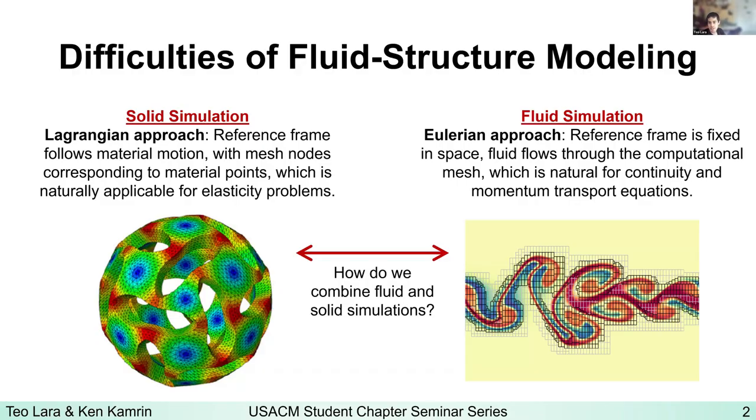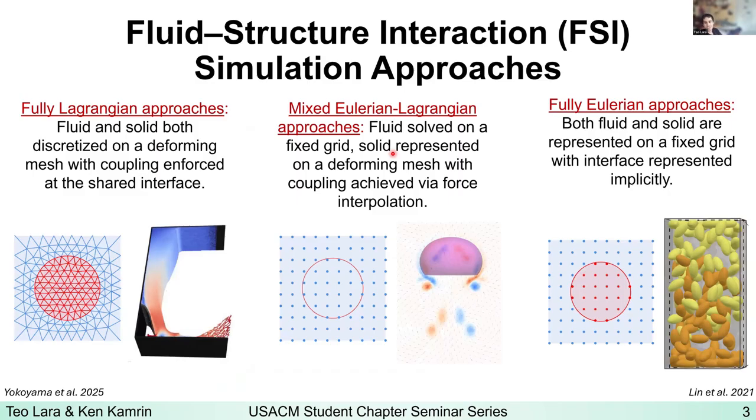But for fluids, instead of a moving reference frame, you tend to have a fixed reference frame in space, where the fluid flows through this fixed mesh, which is more natural for simulating things like the continuity equation and the momentum balance equation needed for fluid simulations. So the question is how do we combine this moving reference frame in the solid domain with the fixed reference frame of the fluid domain to model both fluids and solids at the same time? This question is not new, luckily for us.